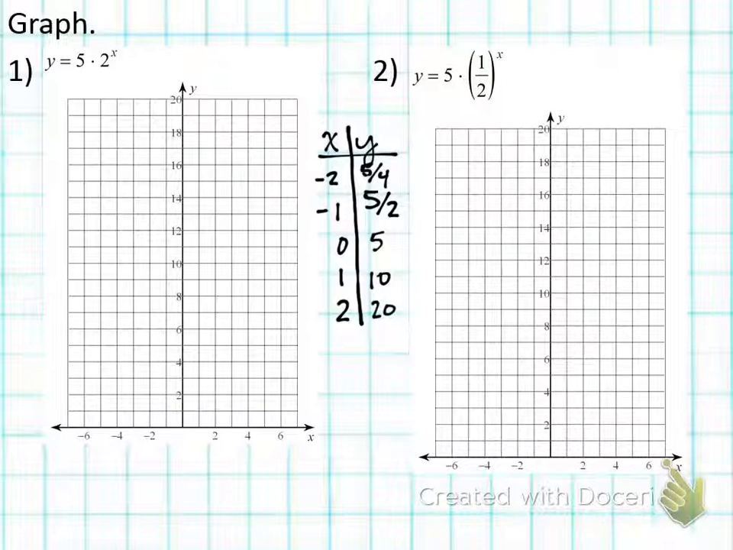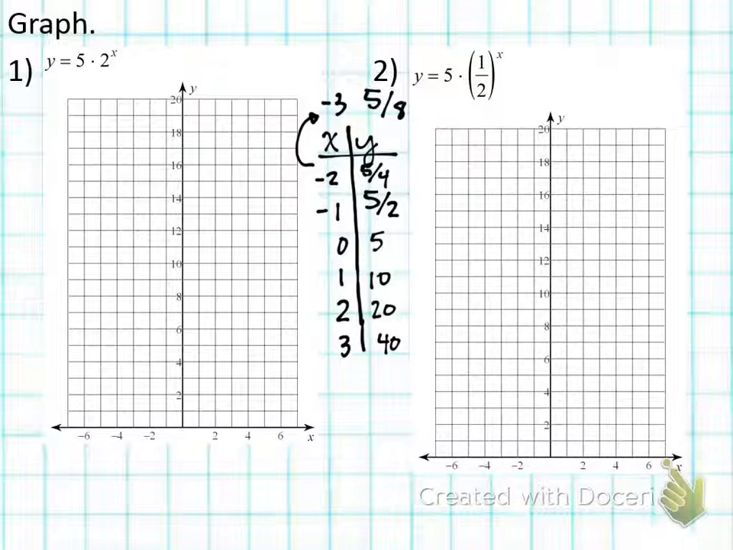Okay? And I could keep going. I could do 3 if I wanted to. 2 to the 3rd is 8. 8 times 5 is 40, right? But 40 is already off my graph, so I don't need to worry about that. And I could go the opposite way too, -3. If I were to put -3, let's say I put it up here. 2 to the -3rd is 1/8. 5 times 1/8 is 5/8. Okay, so I'm getting smaller and smaller fractions. So it could keep going any way you want, but we just want to take a few and see what's happening.